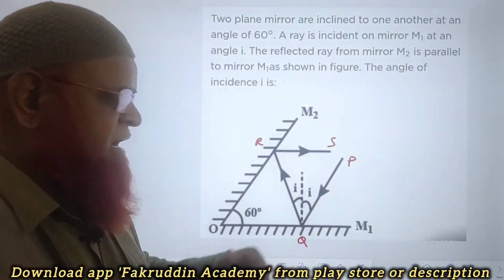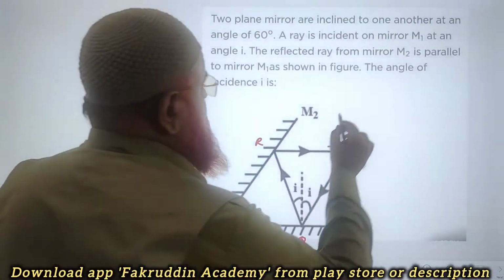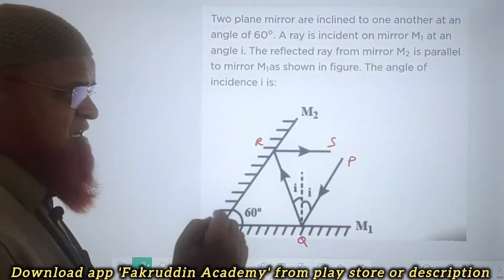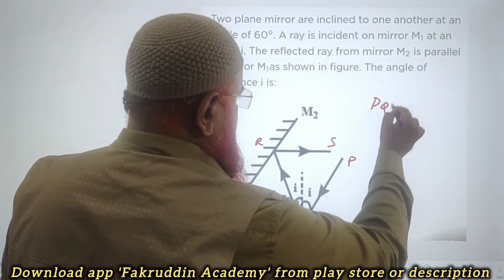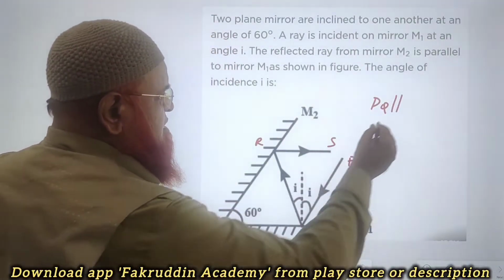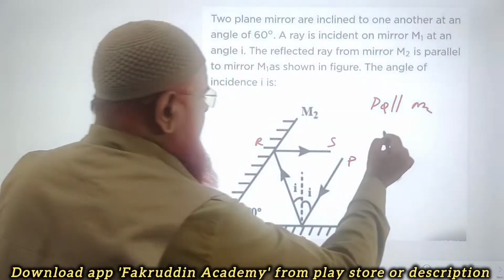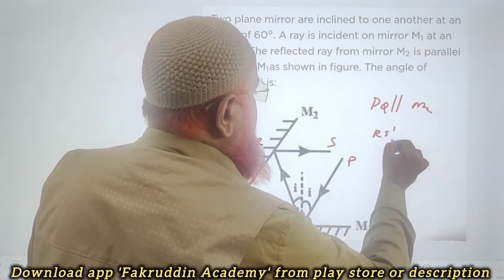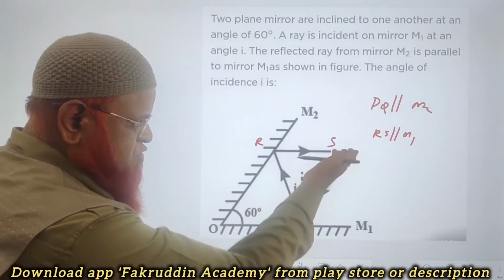तो how can you find out that I? किस तरह हम I को मालूम कर सकते हैं? It's a very simple logic here. But in the problem, there is one condition given. That condition, if you understand, it will be easy for you. The condition is PQ is parallel to mirror M2, and again RS is parallel to mirror M1. These two are parallel and these two are parallel.